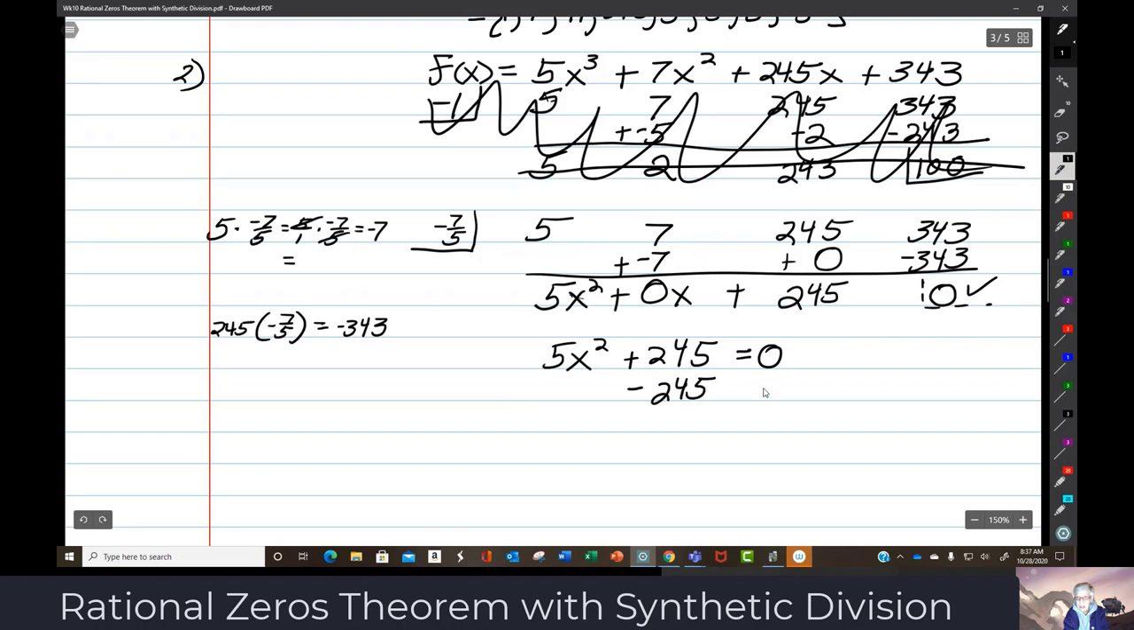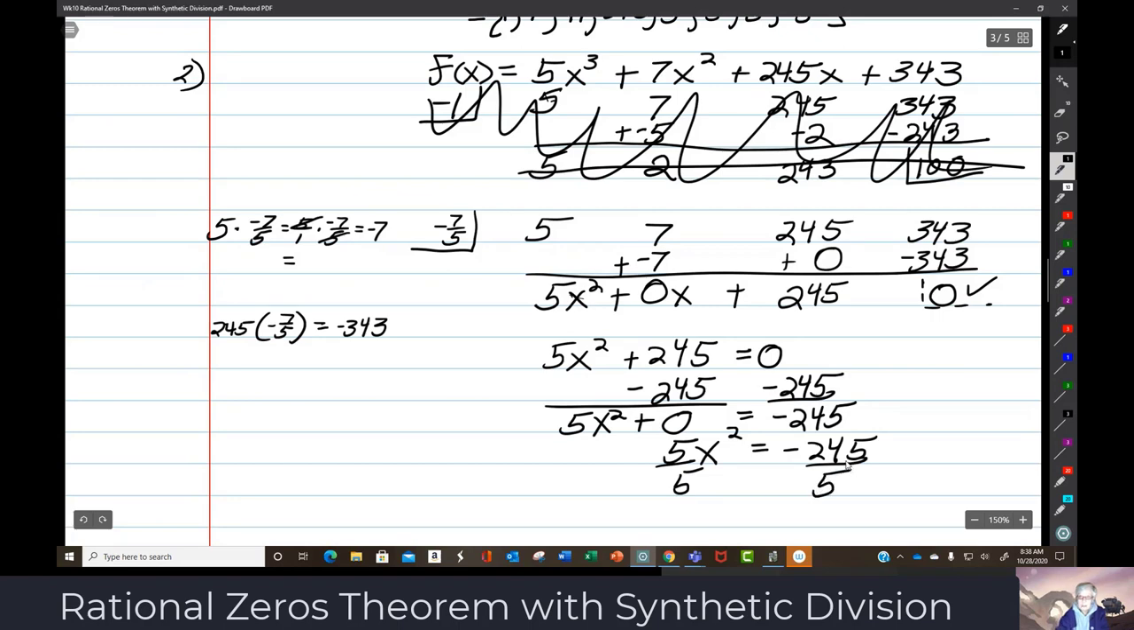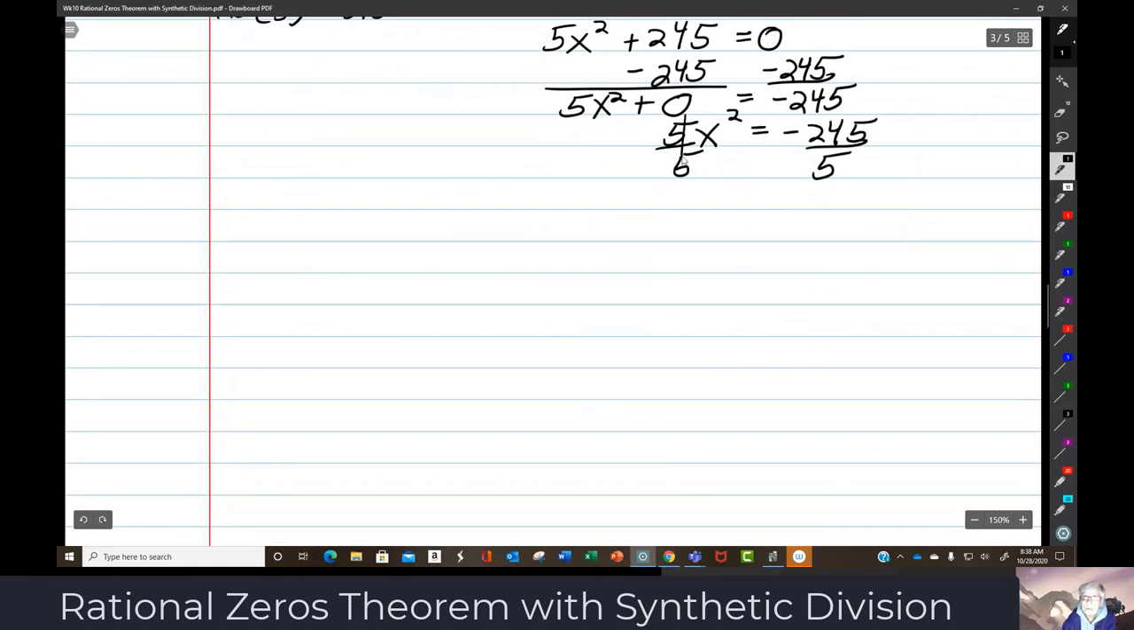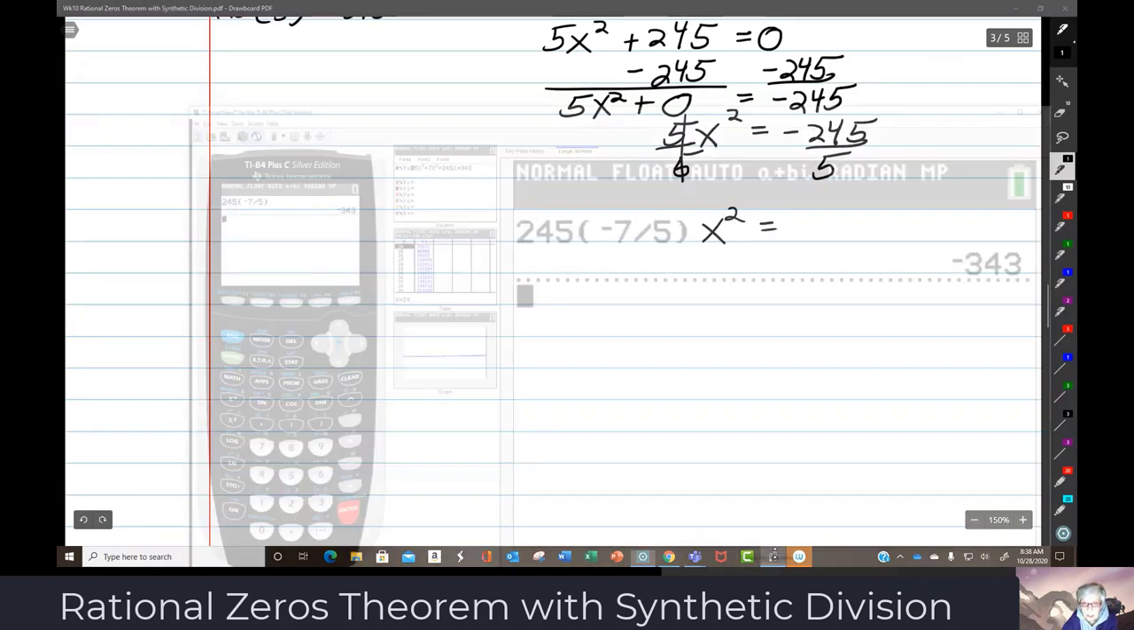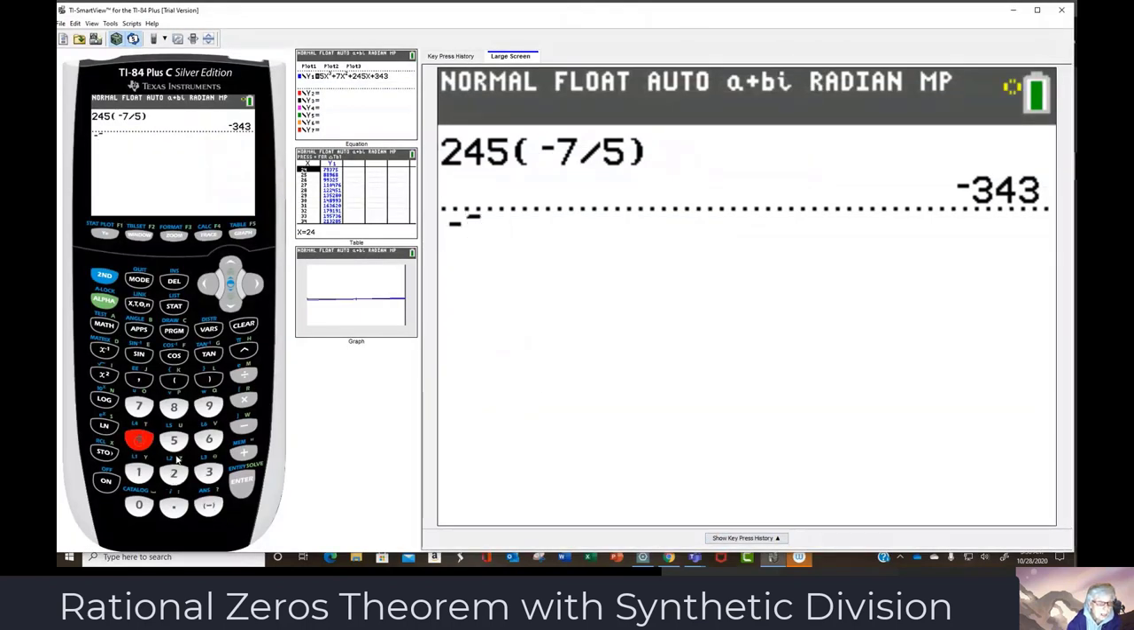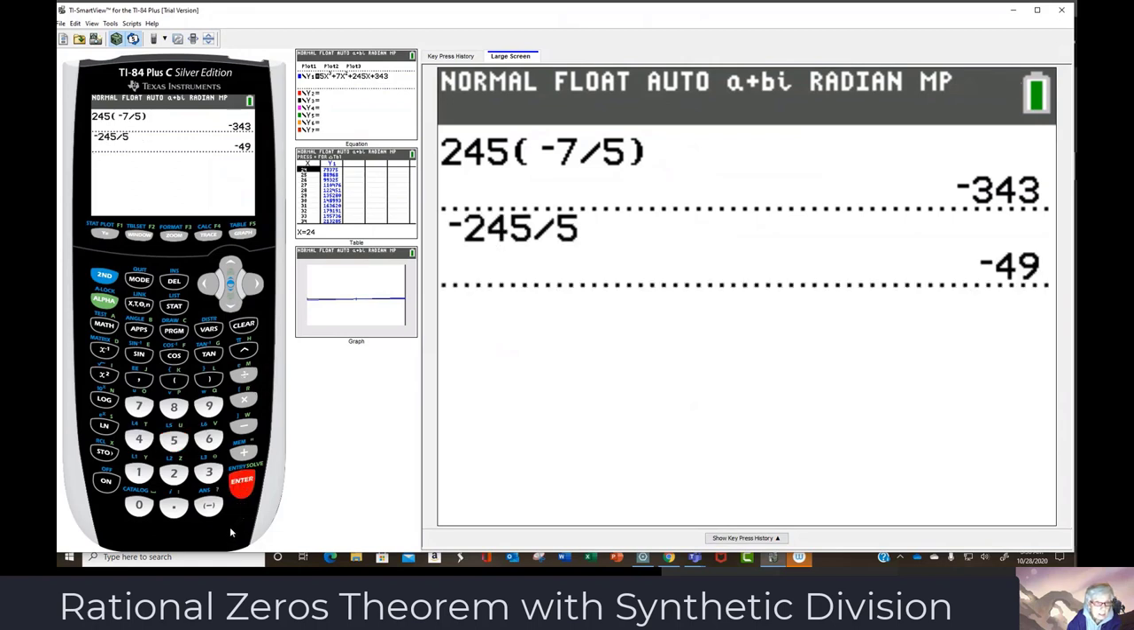Minus 245 from both sides. Minus 245 is 0. So we'll have 5x squared plus 0 equals negative 245. So 5x squared equals negative 245. Divide by 5, divide by 5. The 5s cancel over here, leaving me with x squared equals, and as long as I have the calculator up, negative 245 divided by 5 is negative 49.